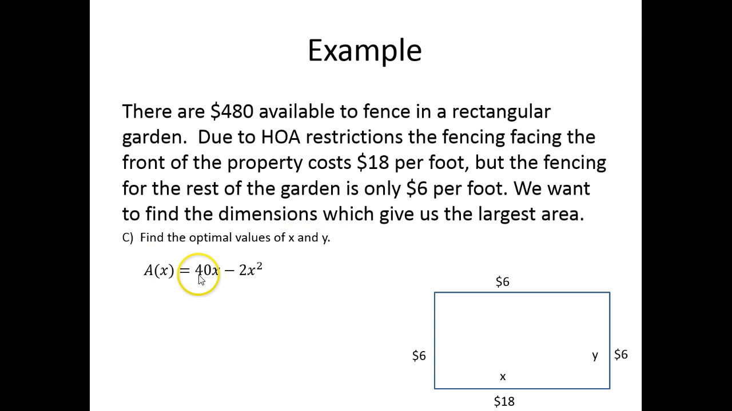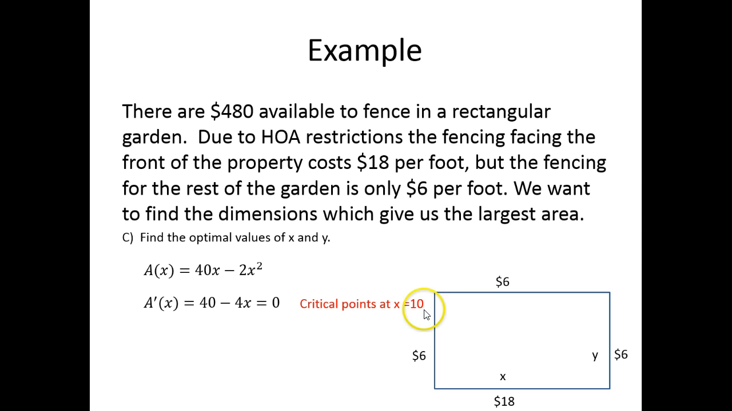Well, here's our equation. To optimize it, we need to find the maximum. So we're going to take a derivative. A prime of x is 40 minus 4x, which is 0. If we solve this, we will find out that our critical point occurs at x equals 10.